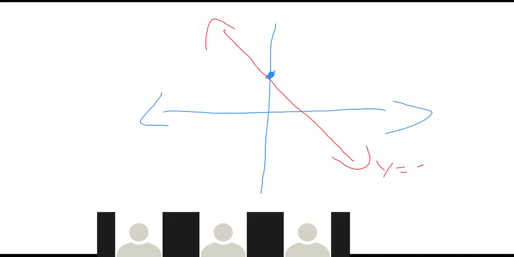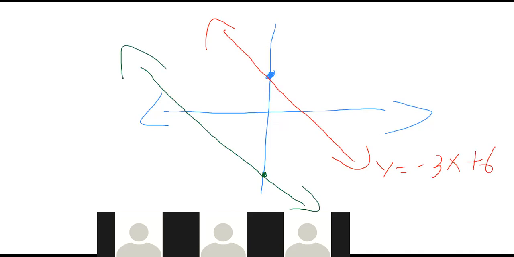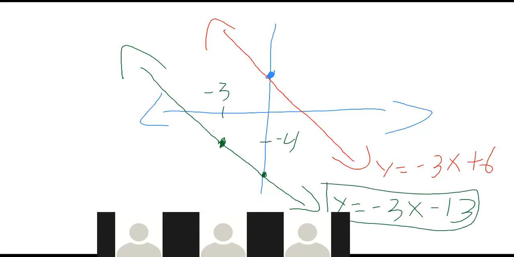So this is y equals -3x plus 6, and now we came up with our parallel line. This one is y equals -3x minus 13, and it goes through the point -3 and -4, so it should be somewhere around there. So y equals -3x minus 13 is our answer. The idea is that we want to find the equation for a parallel line, and this is all review from last year, from algebra.